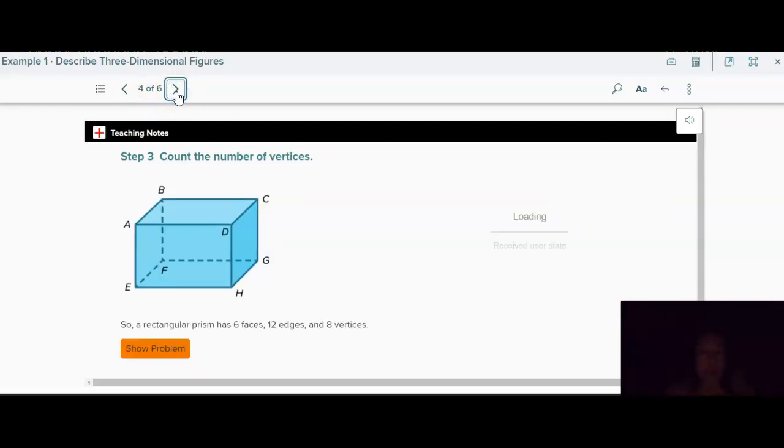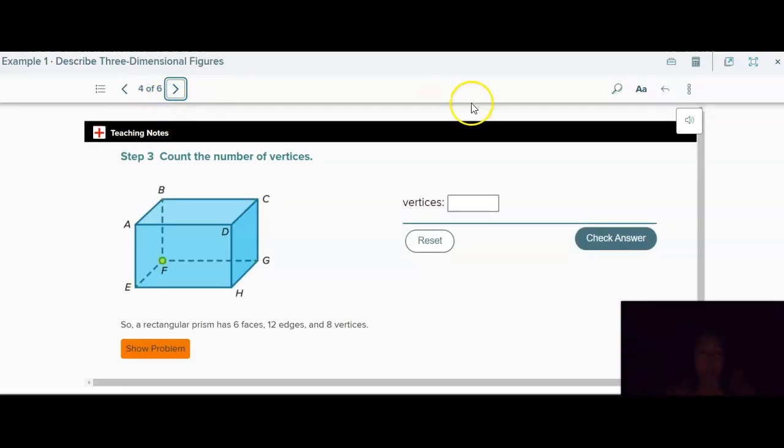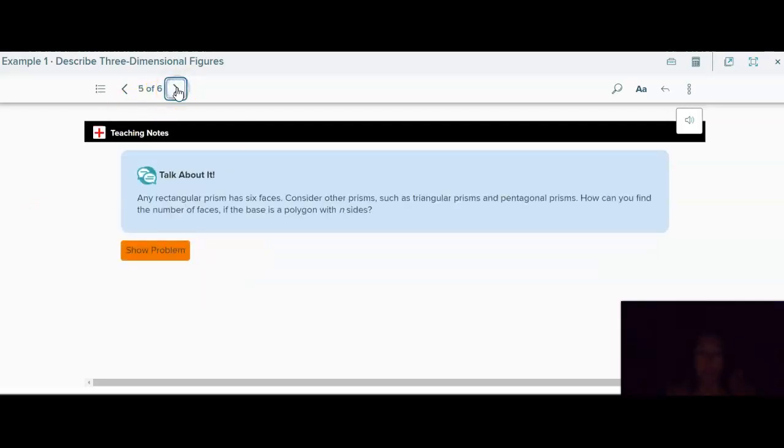And then vertices, count them. 1, 2, 3, 4, 5, 6, 7, 8. 8 vertices. So that's what we're looking for. Hopefully you can see what is an edge, what is a vertex, what is a face, and be able to identify each of those things. So that's not so horrible.